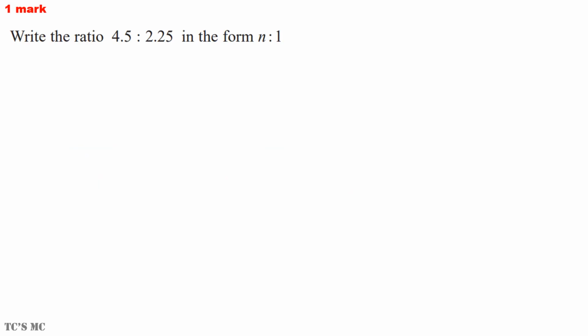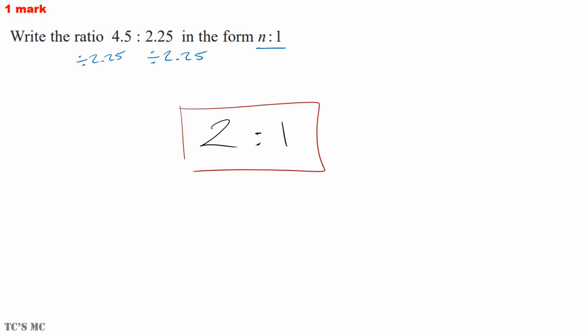Write the ratio 4.5 to 2.25 in the form n to 1. That means the second number has to be 1. For that to happen, we need to divide by 2.25. So we need to do that to the 4.5 as well. And you can just use your calculator. The answer is 2 to 1. And you would get a mark as long as you've written 2 to 1.